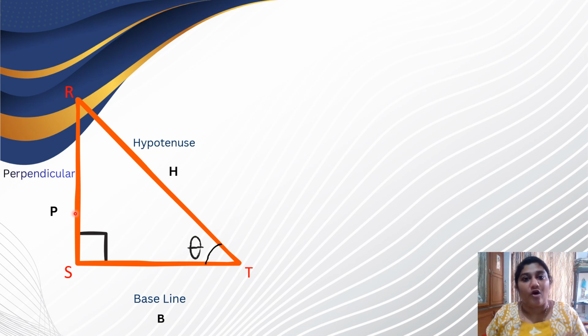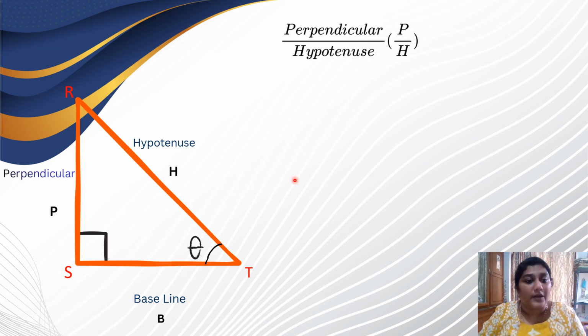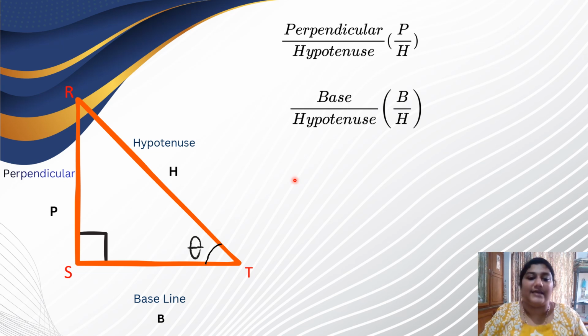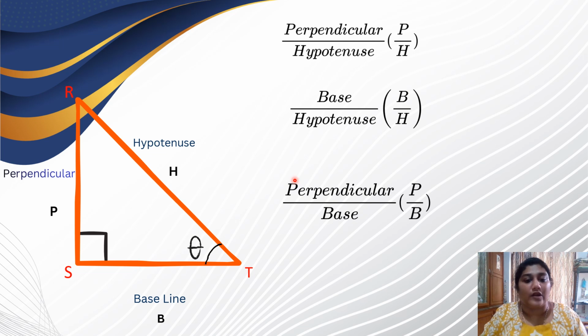Ratio means ratio of the sides related to our selected theta. So how many ratios can be made of these sides of the triangle? The sides are perpendicular, hypotenuse and base. So we can make the ratio perpendicular by hypotenuse. This is one ratio, and we can take base by hypotenuse. This is another ratio. Also we can make perpendicular by base. This is also another ratio.